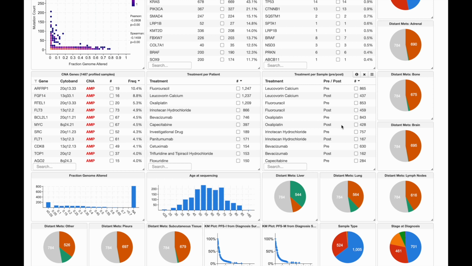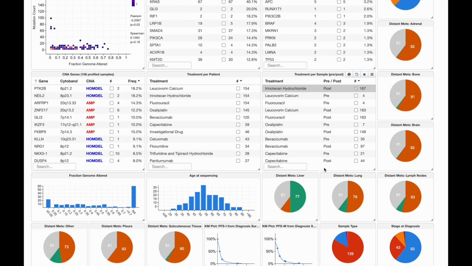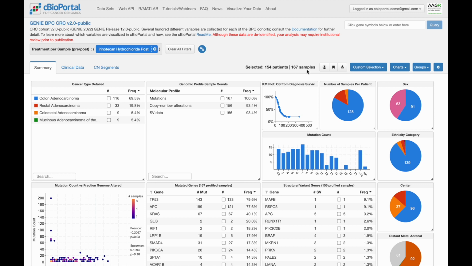So these are really powerful charts for treatment-related questions. If you want to look into genomic mechanisms of resistance to a particular therapy, you can really easily select those samples right here. So for example, I can filter down to the set of samples acquired after treatment with irinotecan. I check the box and now notice how all of these charts just updated. We can see this at the top of the page. We're looking now just at the 167 samples acquired after treatment with irinotecan.